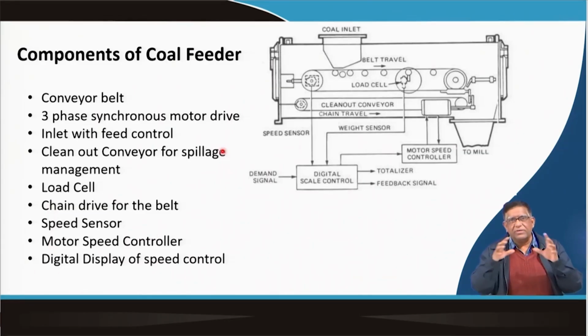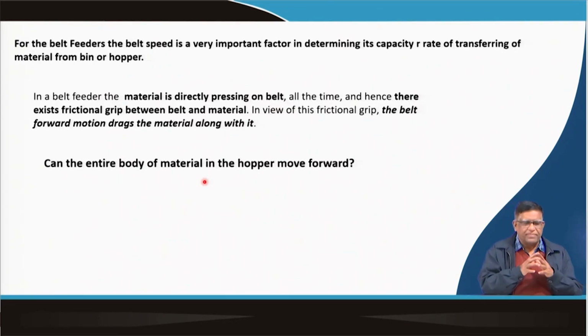Now, you know what the main components are, and you can describe their functions together. Now, for the belt feeders, the belt speed is very important for determining the capacity. If you want to know the capacity or the rate, you will have to know how the drive is given, and determining that speed in the case of a feeder is very important, because it will have to take care of all the head load which is coming.